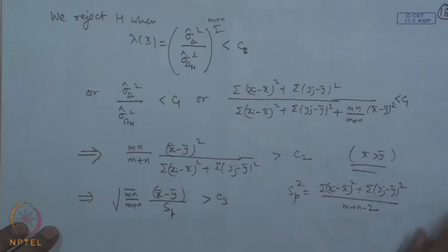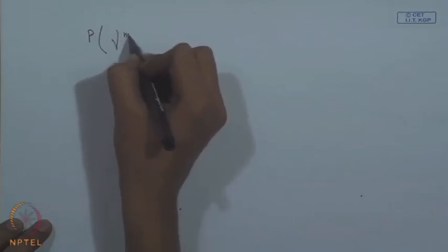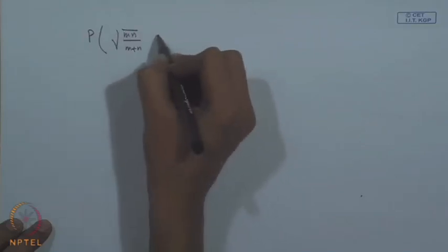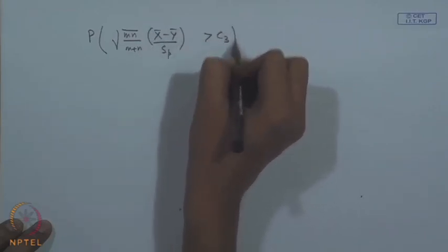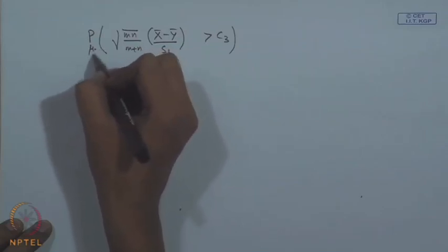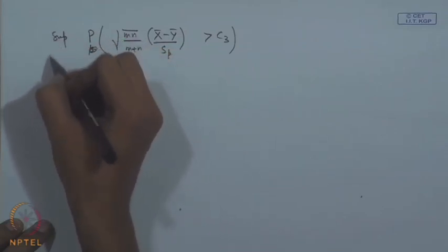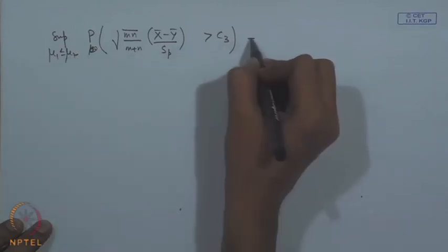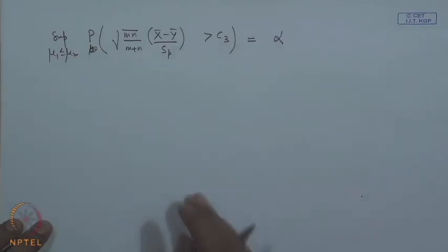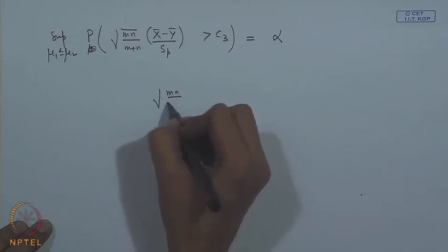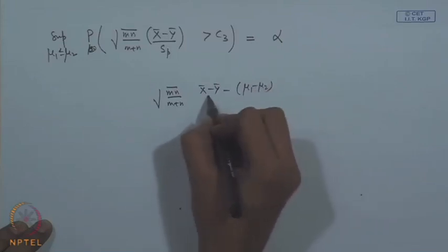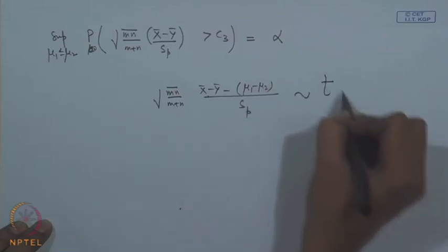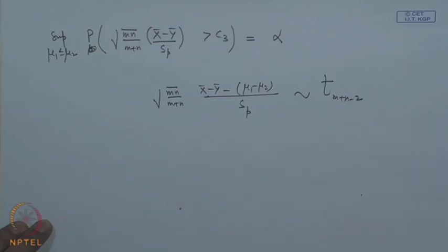So, the condition that we will be getting here is the probability of root mn by m plus n times x bar minus y bar by s p greater than c 3 under mu 1, mu 2. So, this is for general mu 1, mu 2; we have to take the supremum when mu 1 is less than or equal to mu 2. This should be equal to alpha. Now, note here that root mn by m plus n times x bar minus y bar minus mu 1 minus mu 2, divided by s p, will follow t distribution on m plus n minus 2 degrees of freedom.